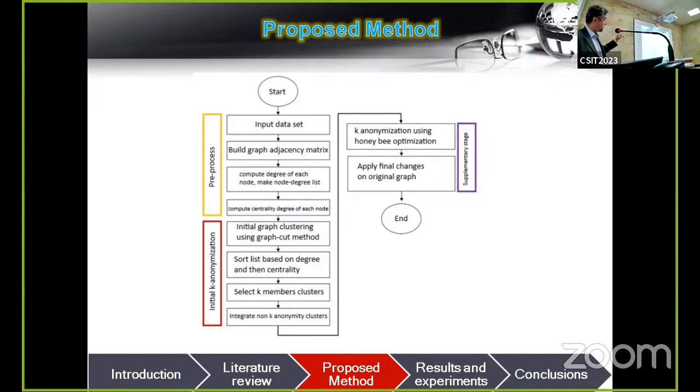In short, we have 3 phases: pre-process, initial anonymization, and supplementary stage. In pre-process, we input the data set, build the graph adjacency matrix, then compute the degree of each node, make a node degree list, and compute the centrality degree of each node. In the second phase, initial graph clustering using the GraphQuad method, sort the list based on the degree and then centrality, and then select k-member clusters, then integrate non-k anonymous clusters. And in the last phase, anonymization using honeybee optimization, and then apply the final change on the original graph. And here finishes the algorithm.